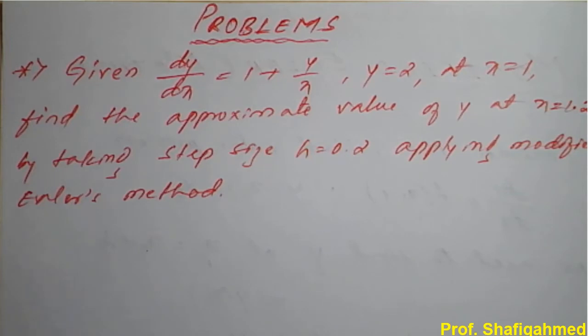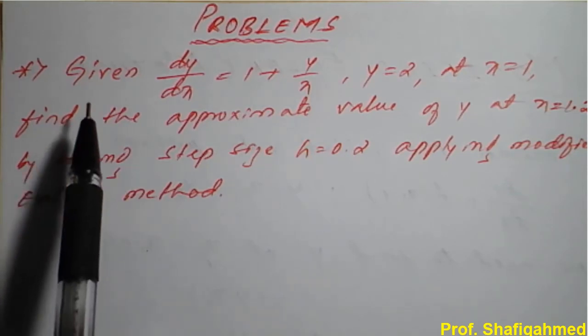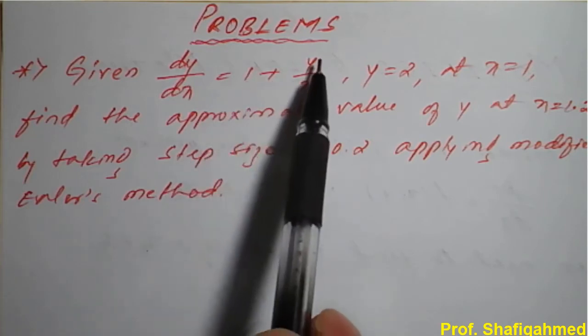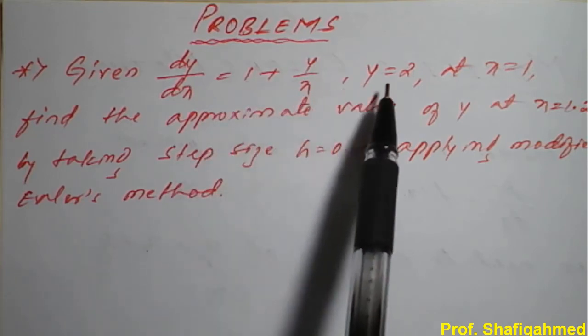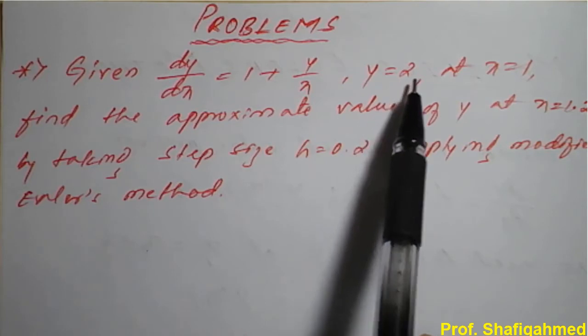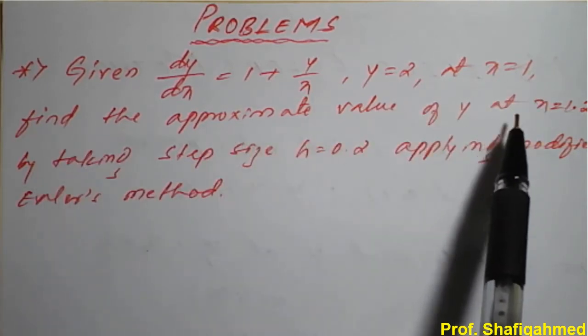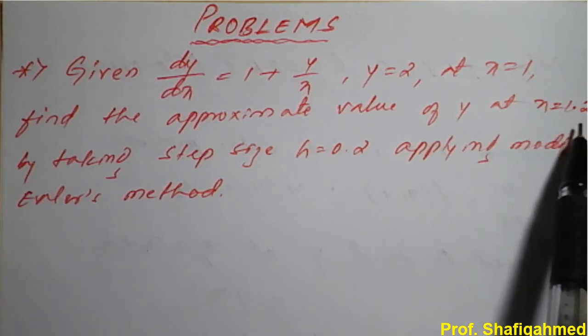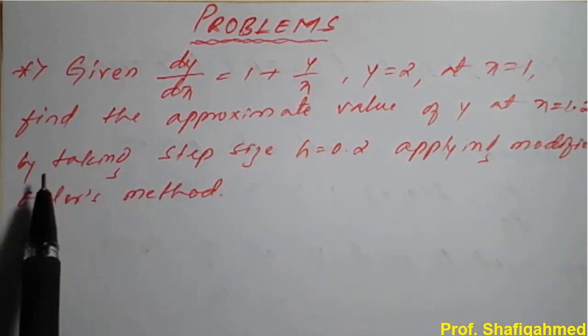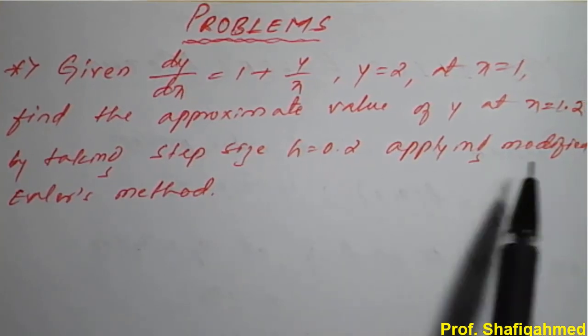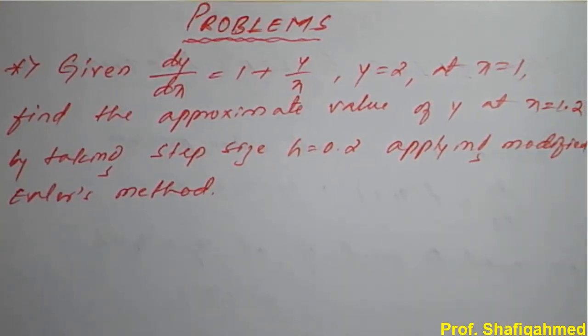Hello students, the problem is: given dy/dx = 1 + y/x, where y = 2 at x = 1. Find the approximate value of y at x = 1.2 by taking step size h = 0.2, applying modified Euler's method. So this question we need to solve using Euler's modified method.